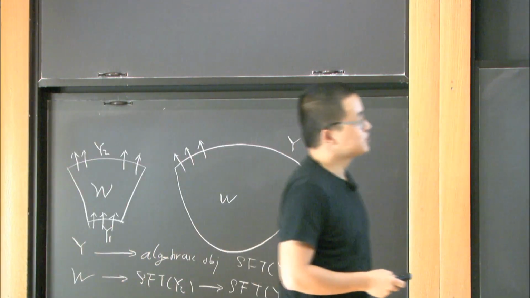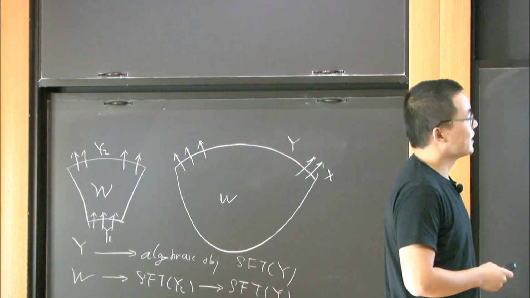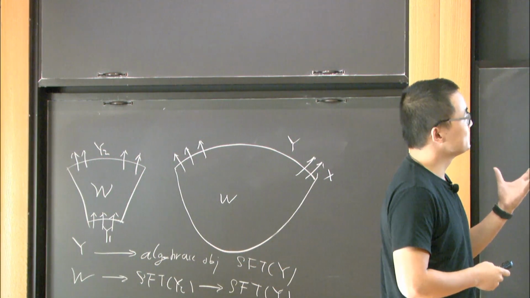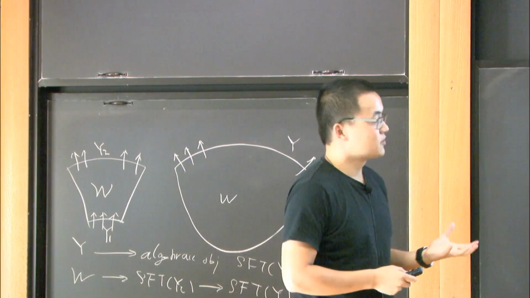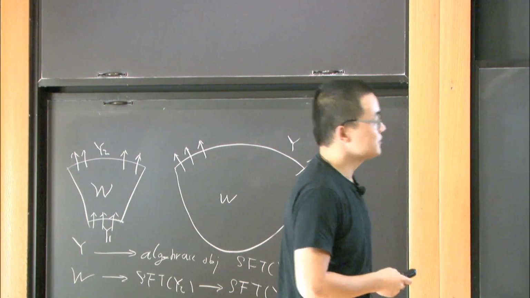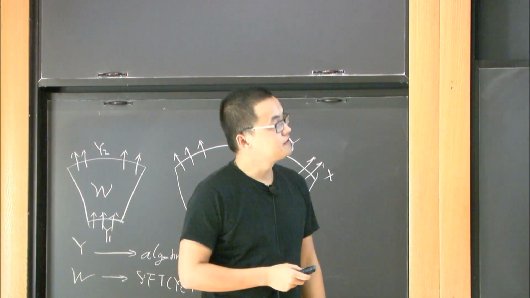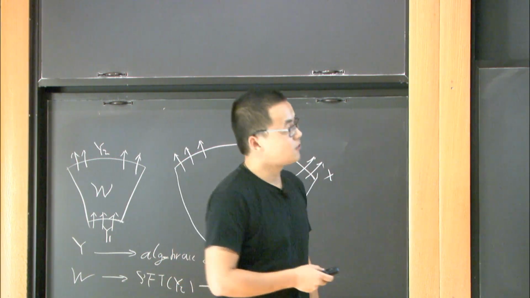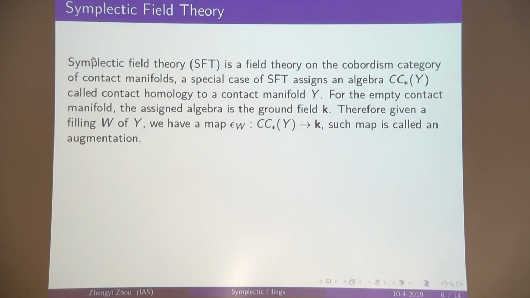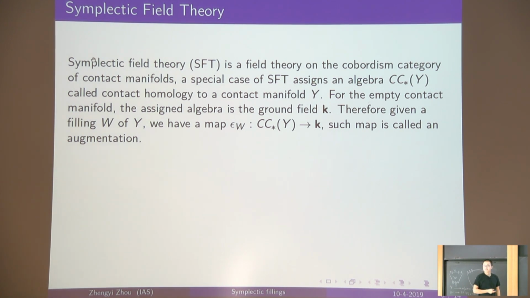And there's a special case for the algebra: if you consider the contact manifold to be the empty set, the algebra is the ground field. So in particular, if you have a filling, that will give you a map from the contact homology to the ground field, and this is called augmentation. You can think of augmentation as an algebraic analog of filling. And the point is, classifying this is much easier than classifying fillings, right?